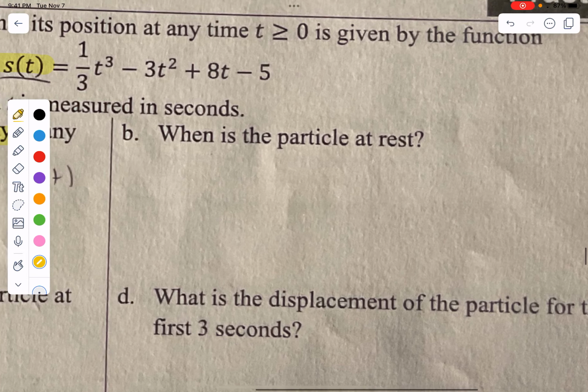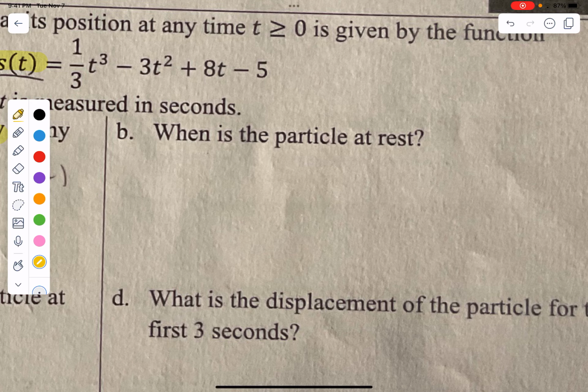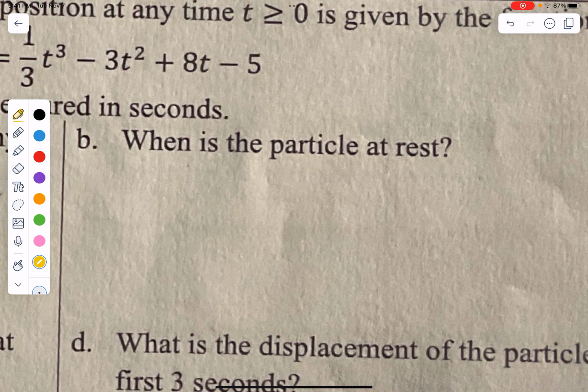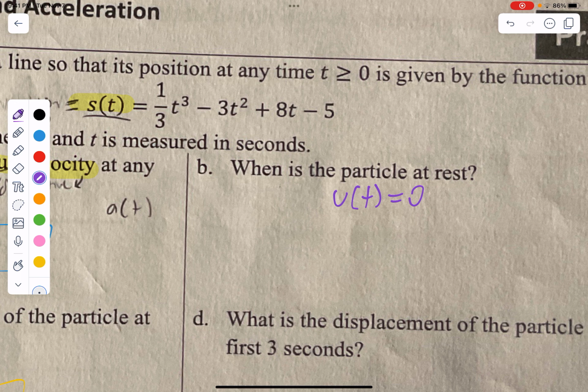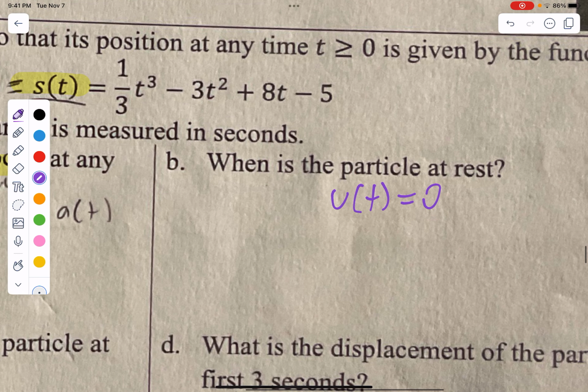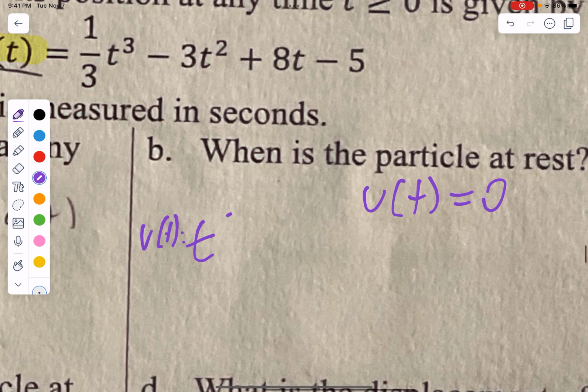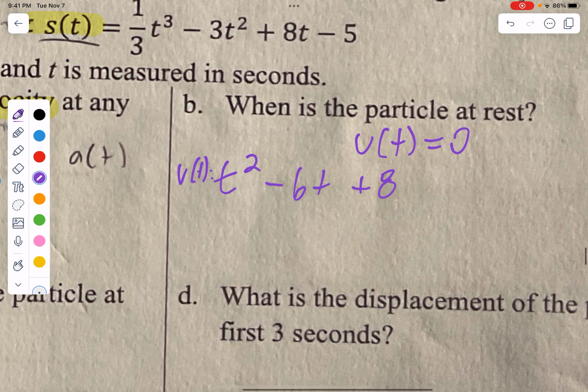All right, so when is a particle at rest? Remember, we said that for a particle to be at rest, v of t has to equal 0. We know that v of t equals t squared minus 6t plus 8, and you would basically just set this equal to 0.